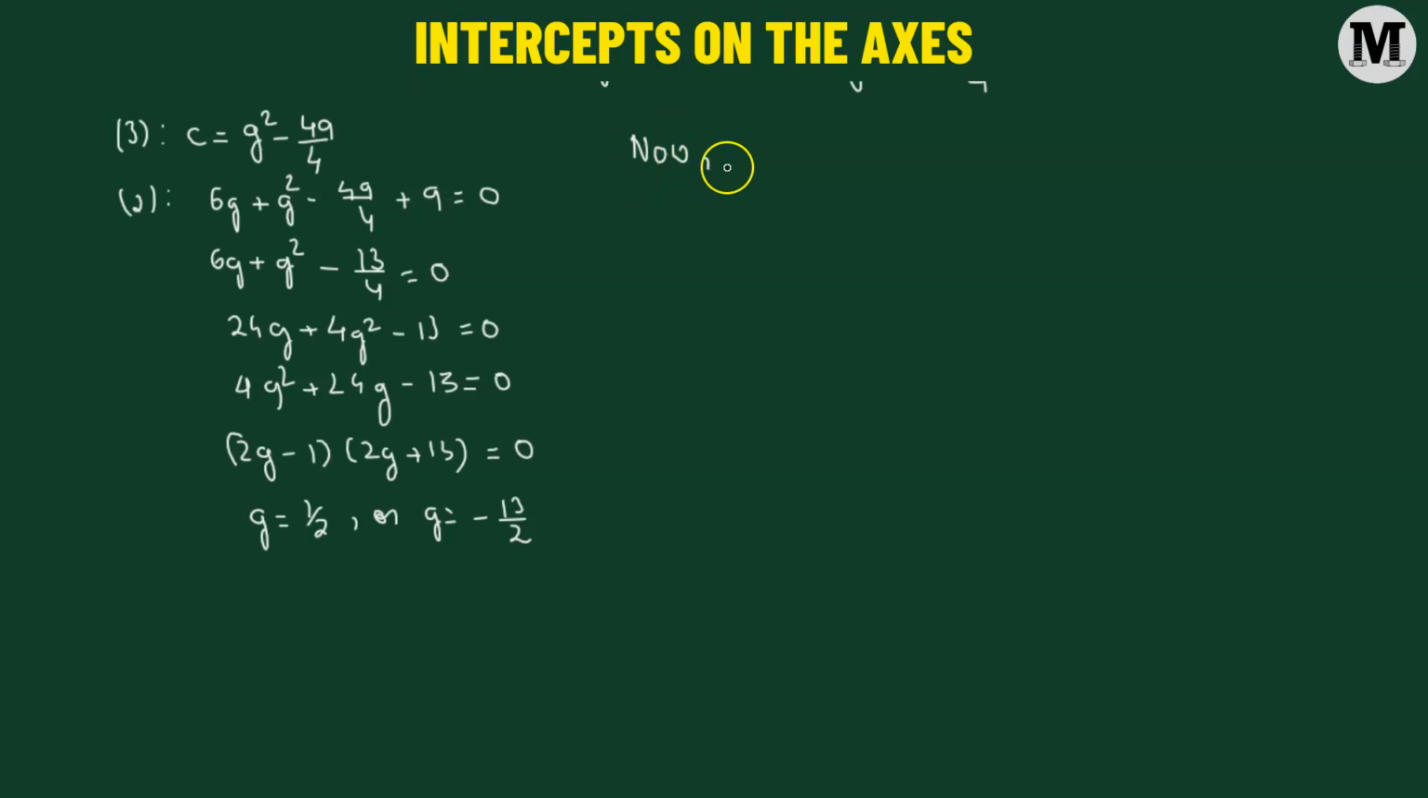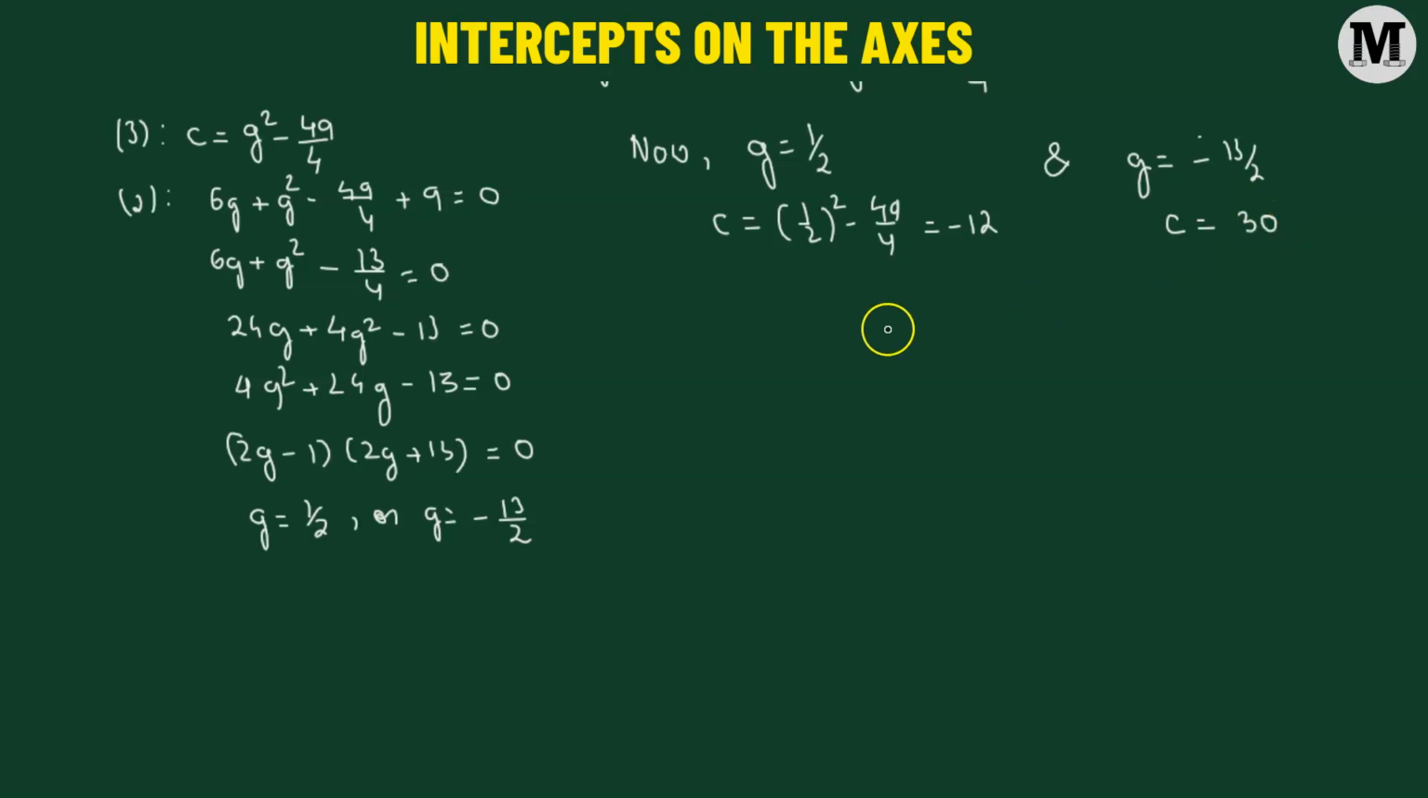So now we're going to use the value of g equals 1/2, which means the value of c must be equal to half squared minus 49 over 4. So when we solve this, we're going to get the value negative 12. And when g comes out to be negative 13 over 2, then the value of c will be equal to positive 30. So what we can do is use equation number 1.